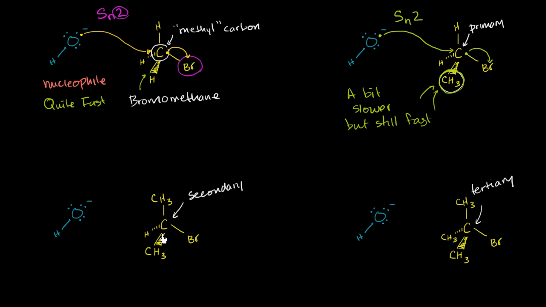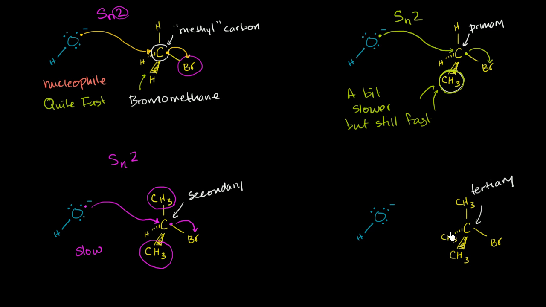Now let's go over here where we have a secondary carbon. Well, the same principle applies. We can still have the SN2 reaction. Our nucleophile gives an electron, our leaving group takes an electron. So we're still going to have an SN2 reaction, but now we're being blocked by more things. We have a CH3 up here, and we have a CH3 down here. So this reaction is going to be slow.